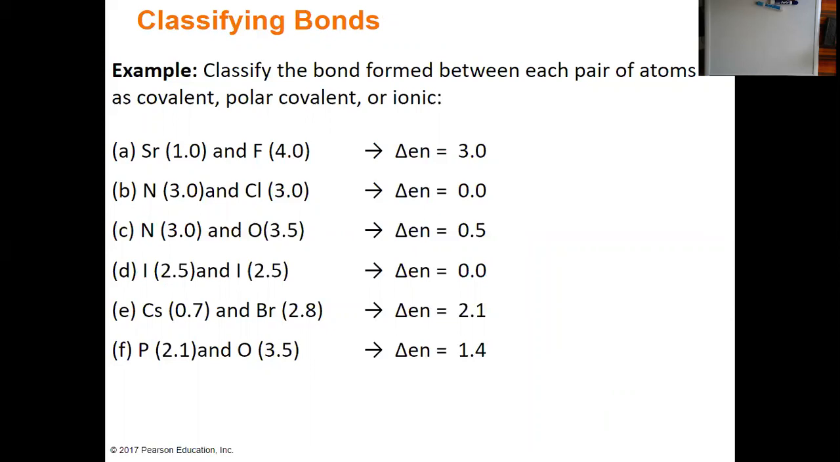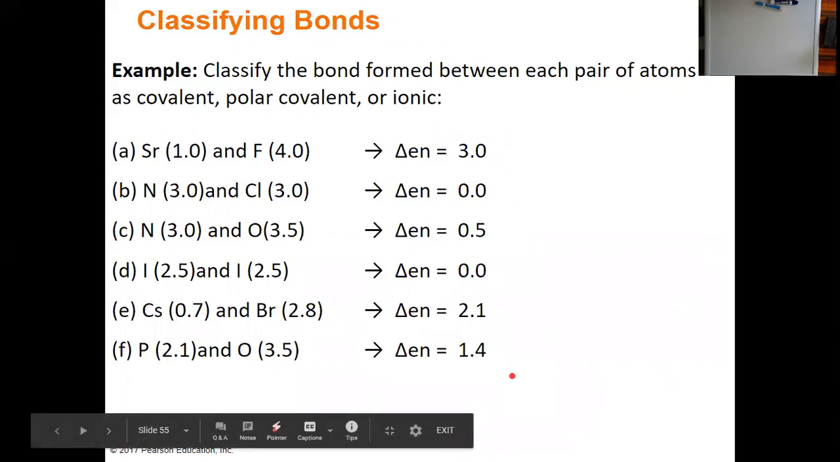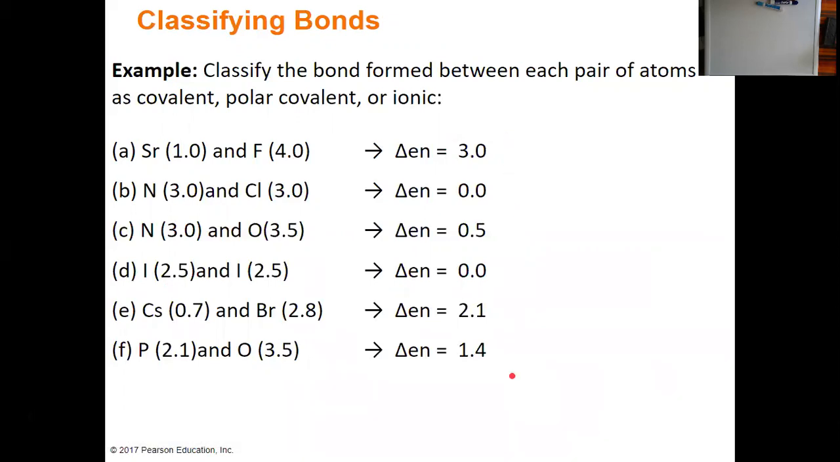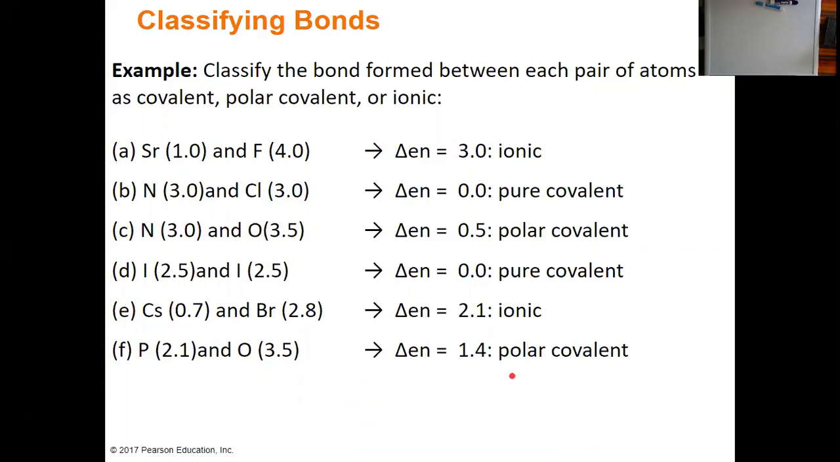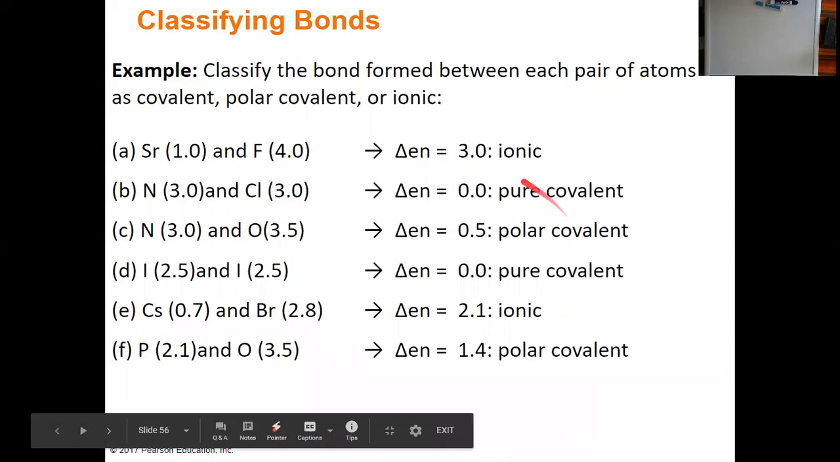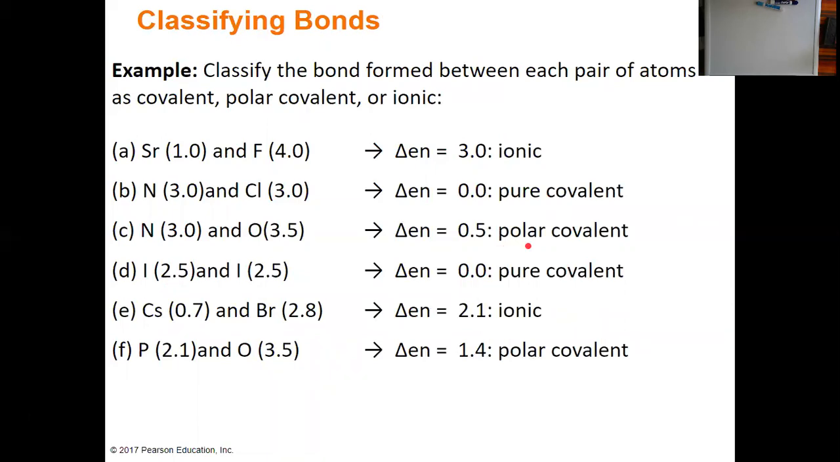So these are the electronegativity differences. Hopefully we all agree on these. Once you have the electronegativity differences noted, then you can assign bond types. So an electronegativity difference of 3, that's an ionic bond. 0 is pure covalent. 0.5 is polar covalent. I didn't have anything that fell into the nonpolar covalent category, but you get the idea here.